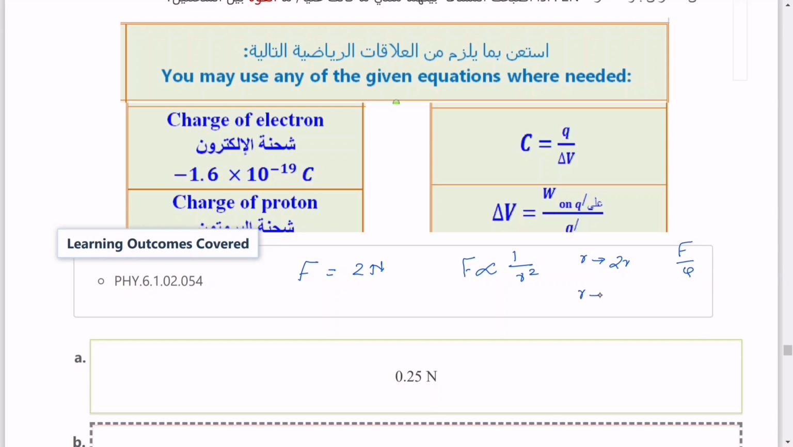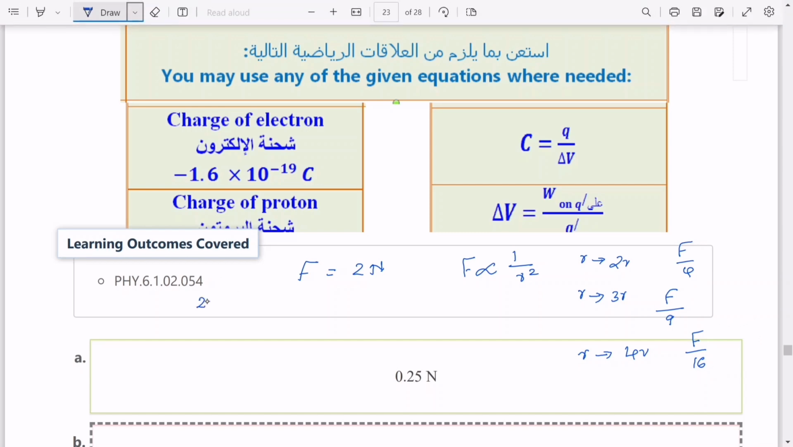When distance is increased by 3 times, what is the square of 3? 9, right? So force will decrease. When distance increases, force will decrease according to the square of the distance. So 3 squared is 9. When distance changes to 4r, meaning distance increases by 4 times, then force is divided by the square of 4. The square of 4 is 16, right? 4 squared is 16.